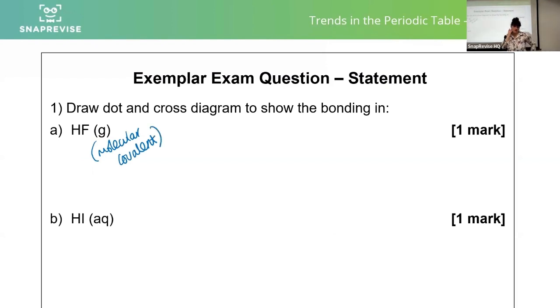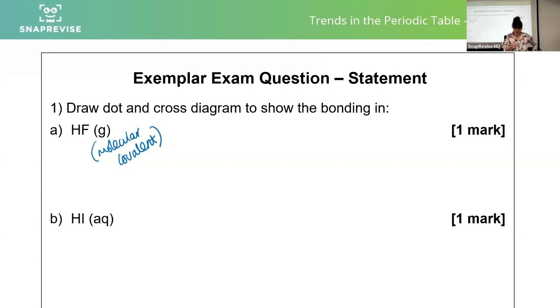If it was gaseous sodium metal or something, then it wouldn't be molecular covalent. It would just be a gaseous metal. But in this case, it's a compound that is gaseous. So it can't be anything other than molecular covalent. It can't be a giant structure and be gaseous, because if it was gaseous, we'd have to break all the bonds. So it's got to be molecular covalent.